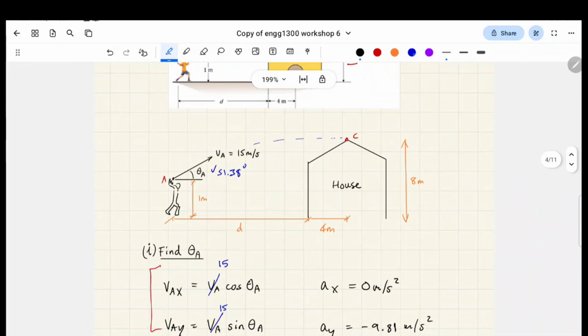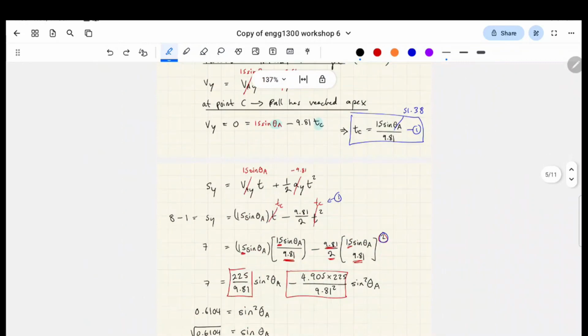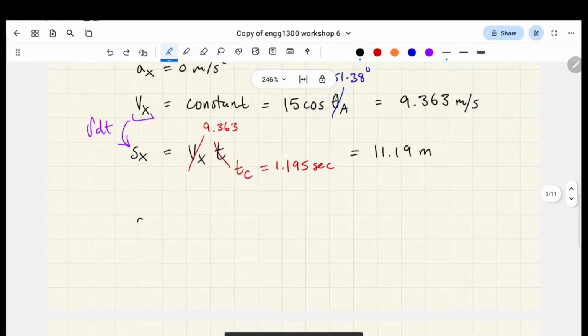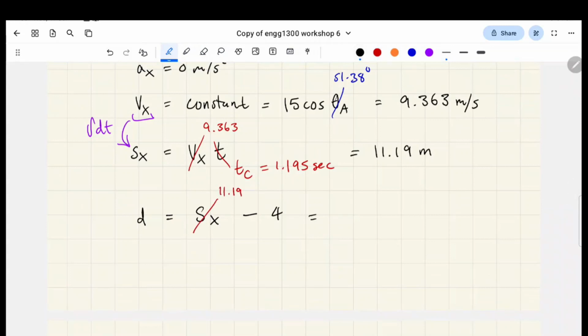But remember, D is not the same as Sx, because Sx is here, right? Sx is the distance from A to C. So we're going to have to subtract off 4 meters. And that gives us our answer. Yeah? Okay. We got there in the end.